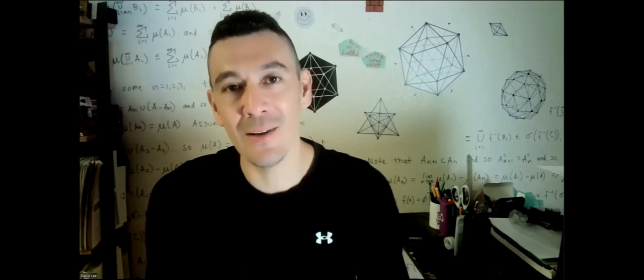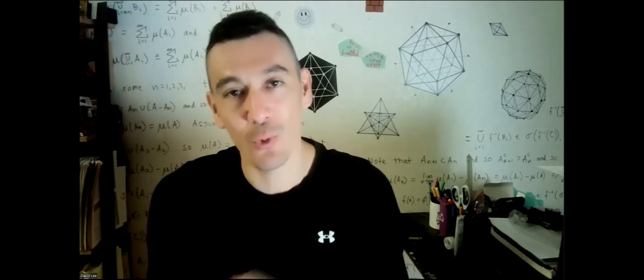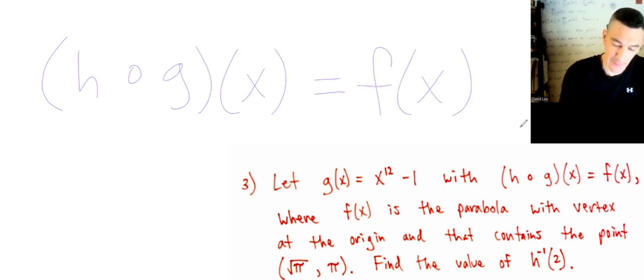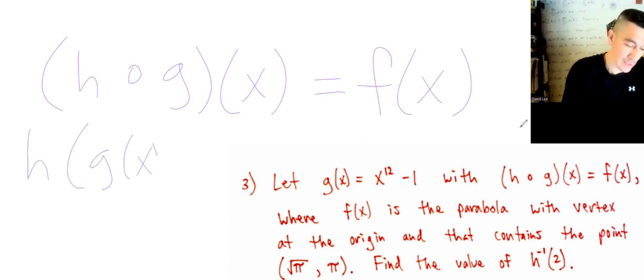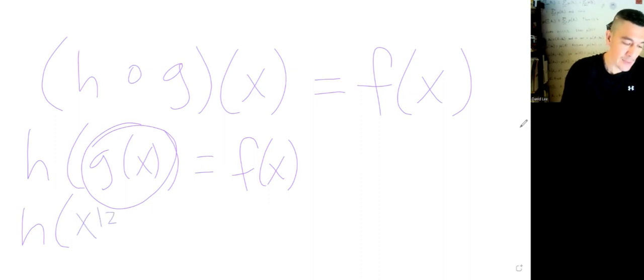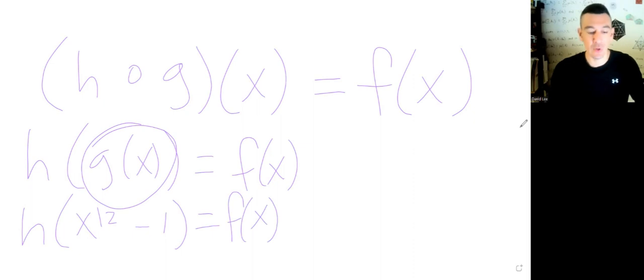Okay, so let's take a look at number 3 from today's challenge worksheet. So we know that h of g of x is equal to f of x. That's given. And then we know what g of x is, so we can replace it with what it equals. So we have h of x to the 12th minus 1 equals f of x. That's what we have so far.